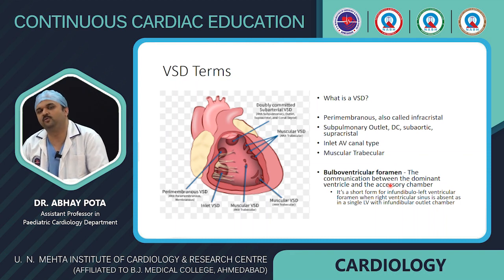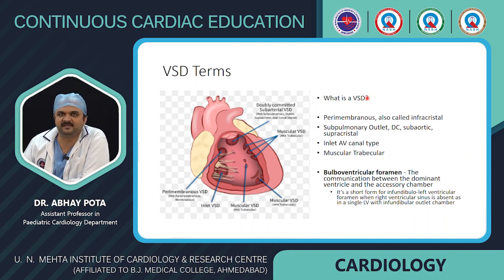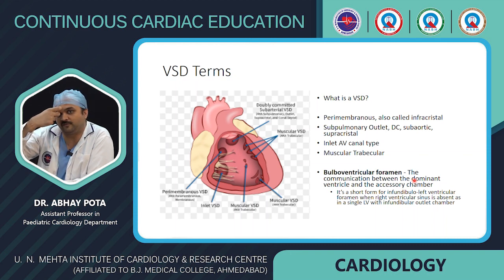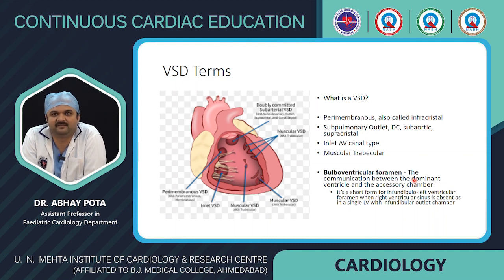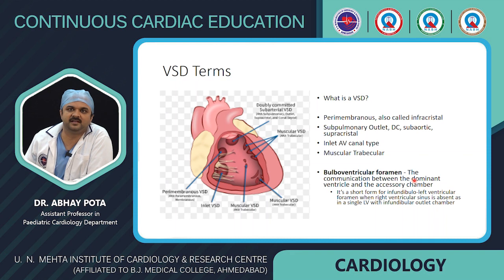There are not two ventricles. VSD is basically interventricular septal defect, while here there is one dominant ventricle and an accessory chamber. Hence it is not called VSD, it should be called bulboventricular foramen. Again, this term has embryological connotations. Bulboventricular foramen is a short term for infundibular left ventricular foramen when the right ventricular sinus is absent, as in a single LV with infundibular outlet chamber. So basically, if there are two ventricles, it should be called VSD. If there is only one ventricle and another is just an outlet chamber or trabecular pouch, it should be called bulboventricular foramen. This is the RV anatomy.